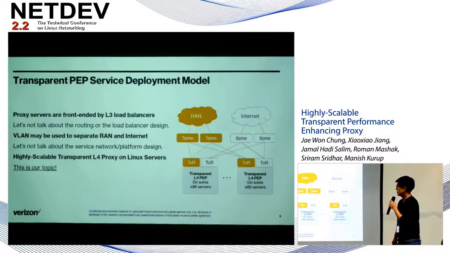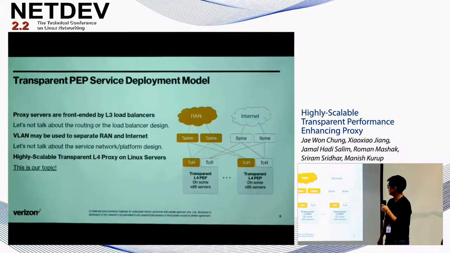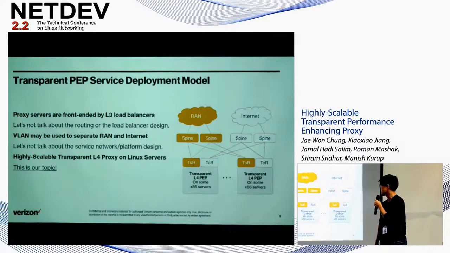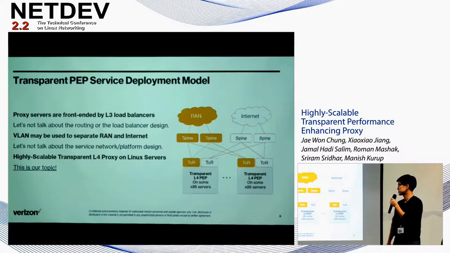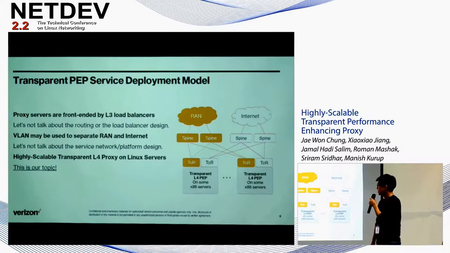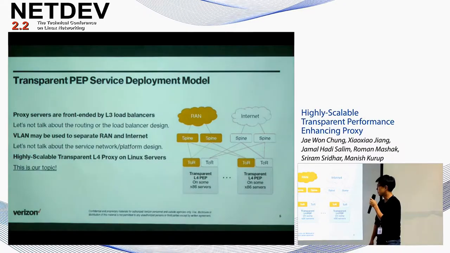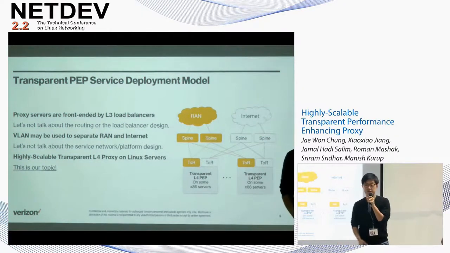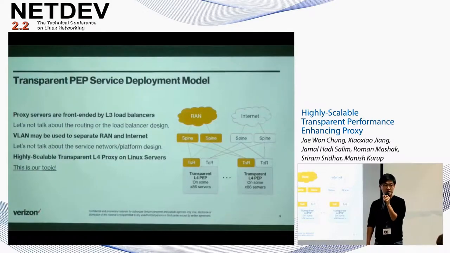Okay, so the deployment model that we have been thinking of is the following. First of all, the proxy servers are front-ended by layer 3 load balancers. In this talk, I'm not going to talk about the routing or the load balancing design because probably you guys know better than me.